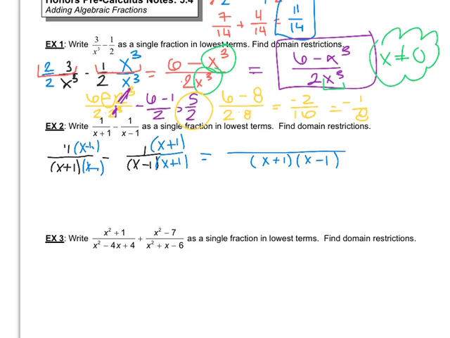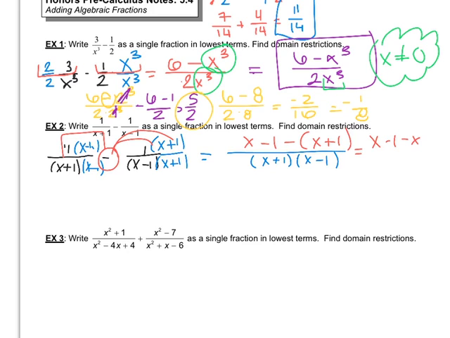The first being that this is a subtraction problem, meaning whatever comes after that subtraction, I need to distribute that minus sign. So I'm subtracting x plus 1, which means I'm going to be subtracting x and 1. So from this fraction, I end up with 1 times x minus 1, which is just x minus 1, minus the whole quantity, x plus 1.